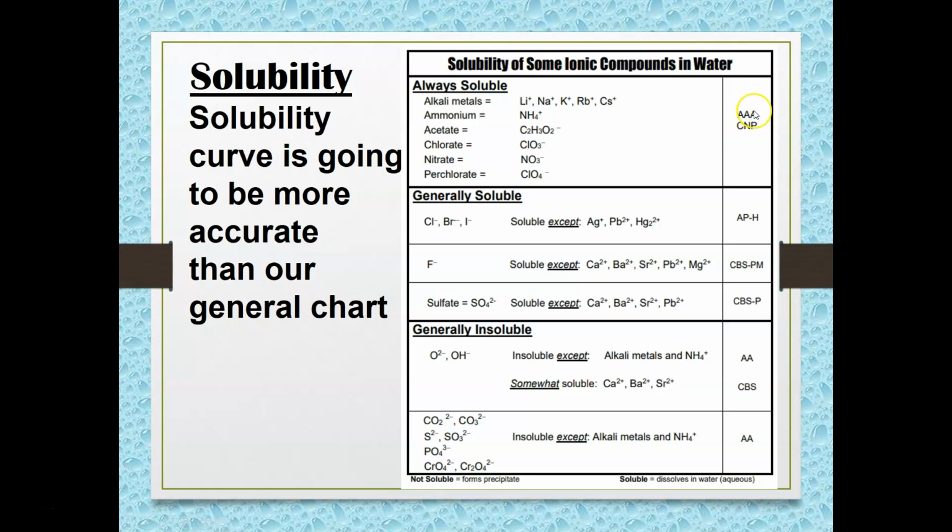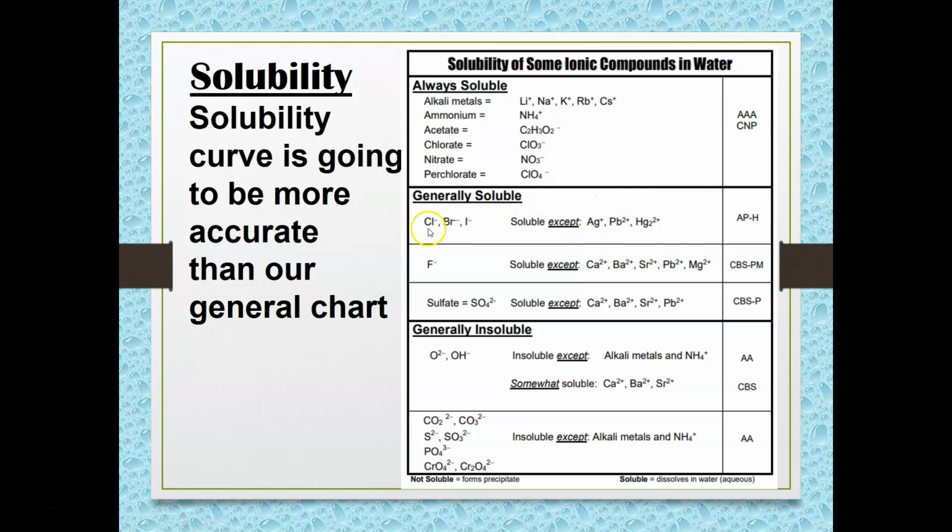People like to come up with little mnemonics based on this. So AAA CNP reminds me that these things are always soluble. These ions will always break apart from the other ion they're with. Now, chlorine, bromine, and iodine are usually soluble. They are going to be soluble unless they are paired with one of these three ions.